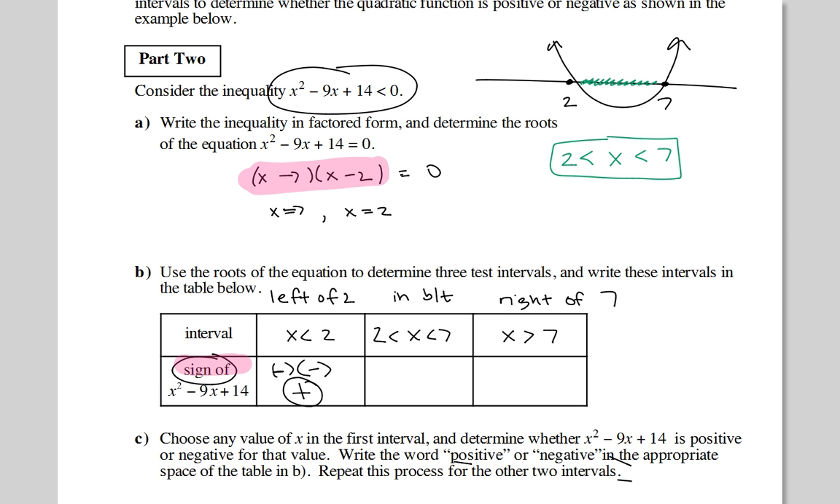Okay, pick a test point between 2 and 7. 3? Okay, use 3. What happens if you put 3 in this term? Negative. Put 3 in this term. Positive. What's a negative times a positive? Negative times a positive will be negative. Okay, pick a number bigger than 7. 10 works. Put 10 there. 10 minus 7. Is it going to be positive? Yes. What's a positive times a positive? Positive.